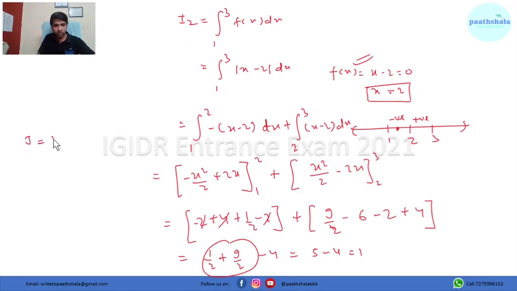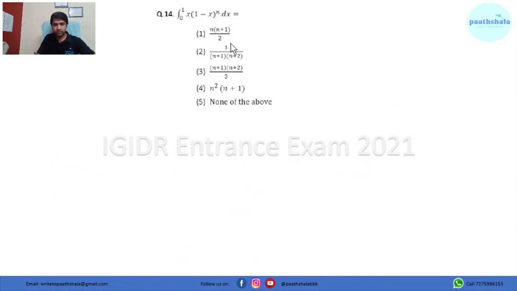So I is equal to I1 plus I2. So I1 value is 1, I2 value is 1. So this is coming out to it. So this is the answer. Now let's move to the next question.